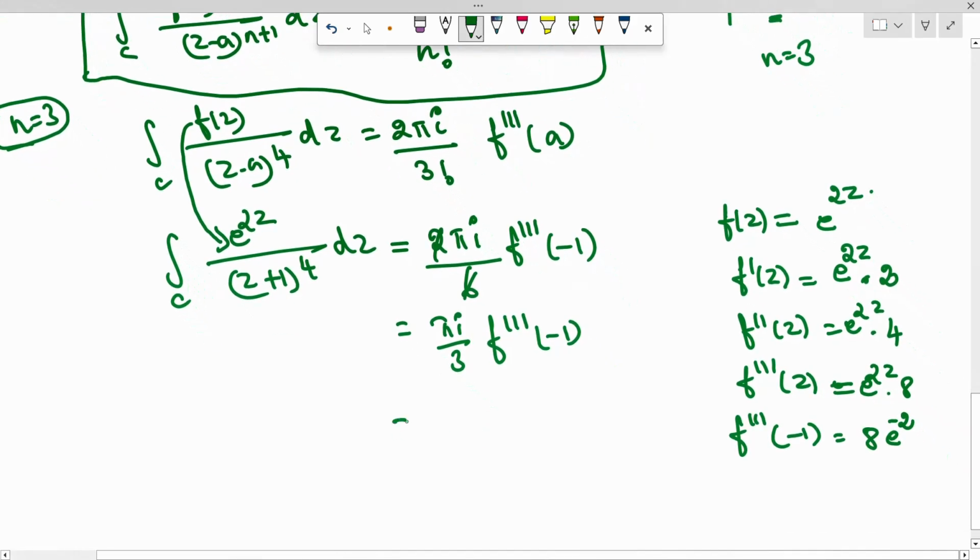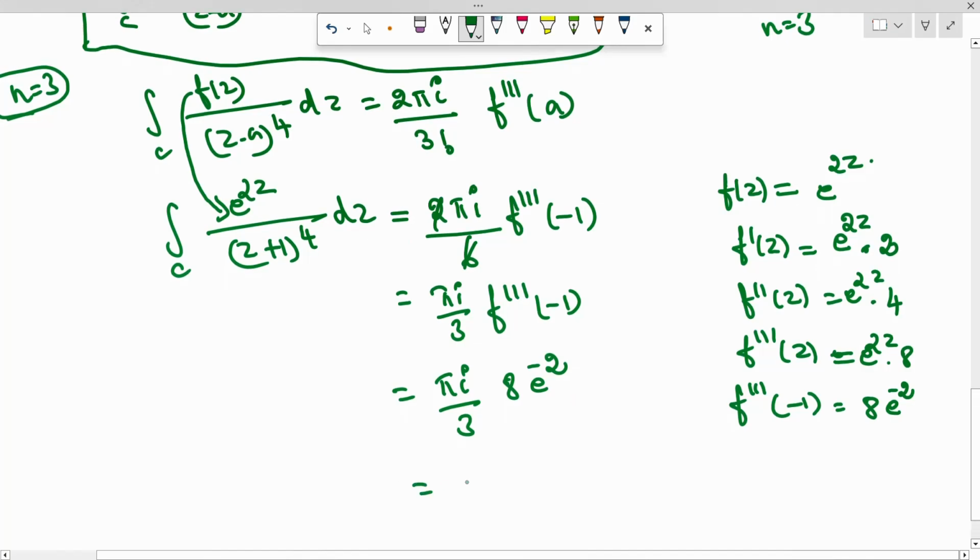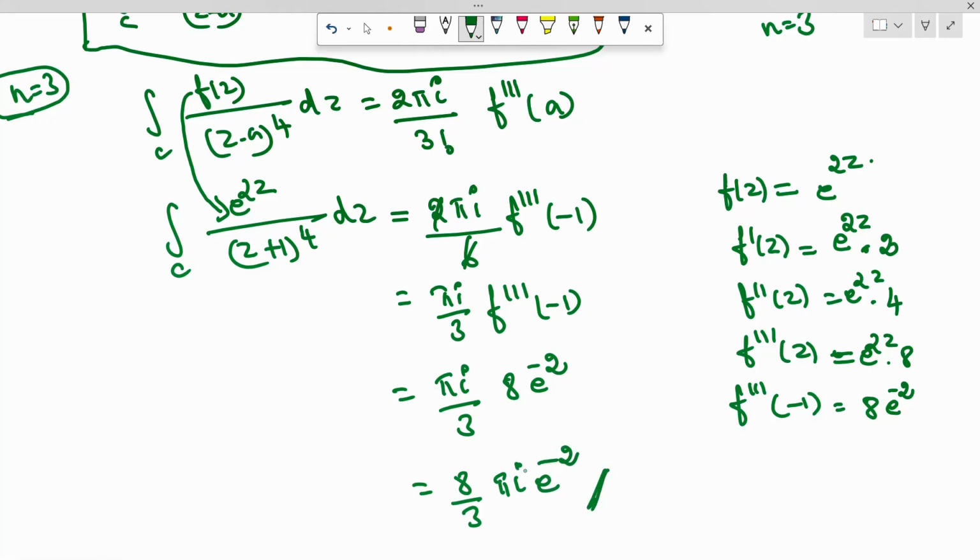Substitute the value of f triple dash of minus 1 here, which is 8 into e power minus 2. Therefore, we can write 8 by 3 pi i into e power minus 2. That's all.